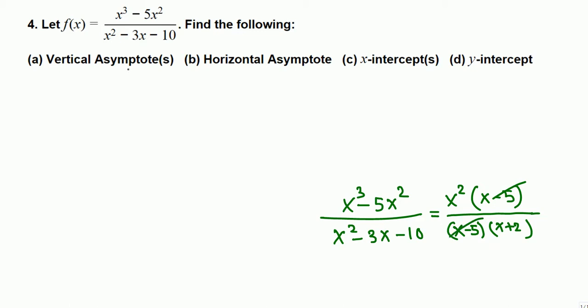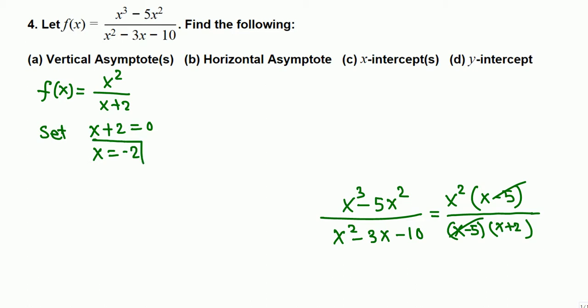So to find vertical asymptotes, we simplify this function and we get f(x) equals x squared over x plus 2. Okay, and then we set the bottom equal to 0 and solve for x. x plus 2 equals 0. Subtract 2 from both sides, x equals negative 2. That is the vertical asymptote.